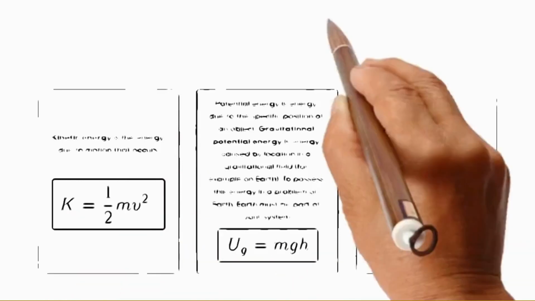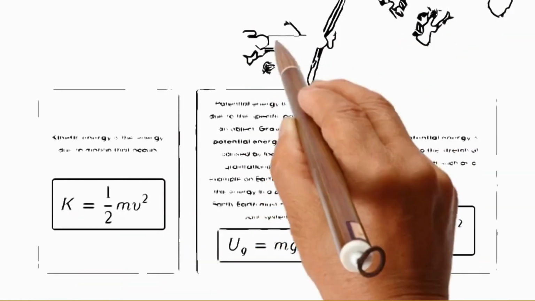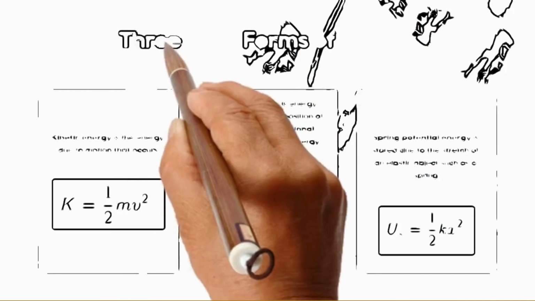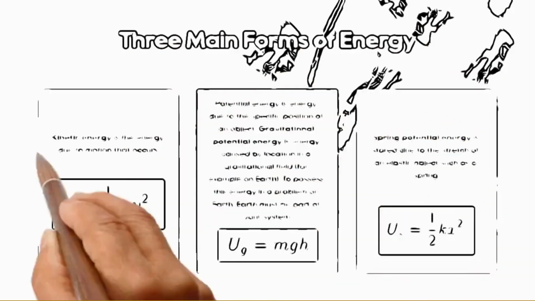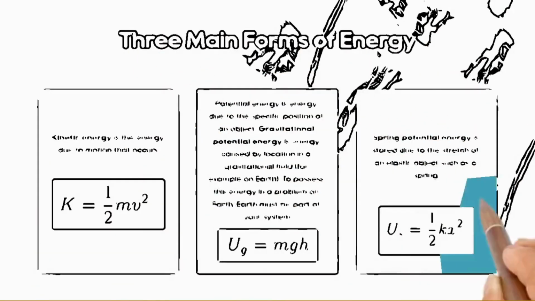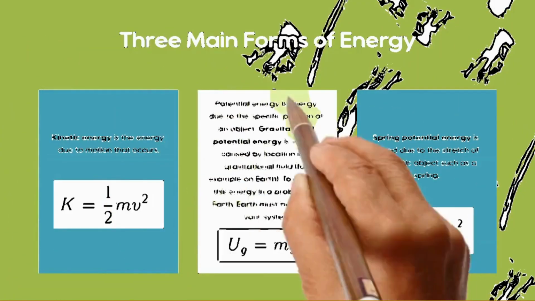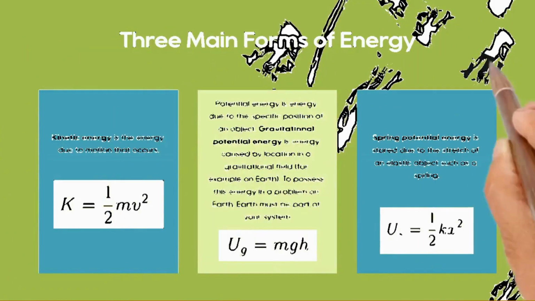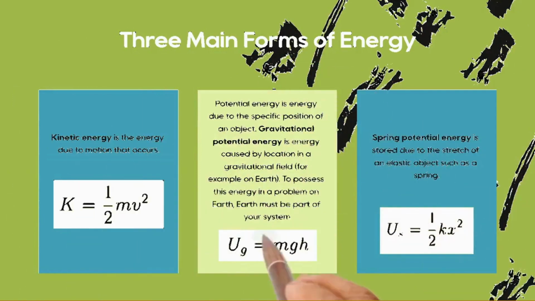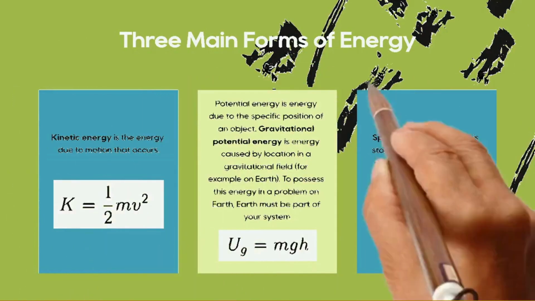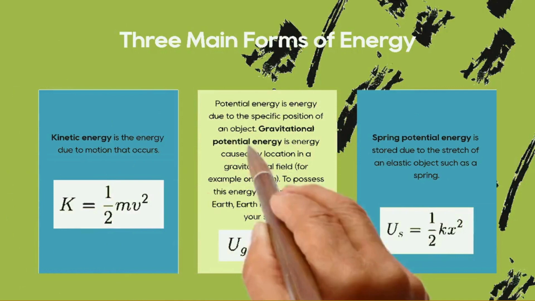Now, there's three main forms of energy. The first one is kinetic energy. It's 1/2 mv squared. That's the formula for it, and it's the energy of motion. And then there's potential energy, and there's two types: gravitational potential energy and spring potential energy. Gravitational potential energy is the energy that is caused by the location of something, such as you in a gravitational field. The formula for the potential energy is mgh.